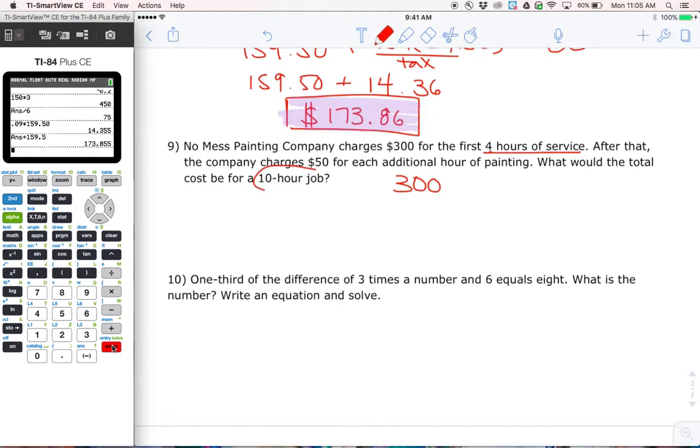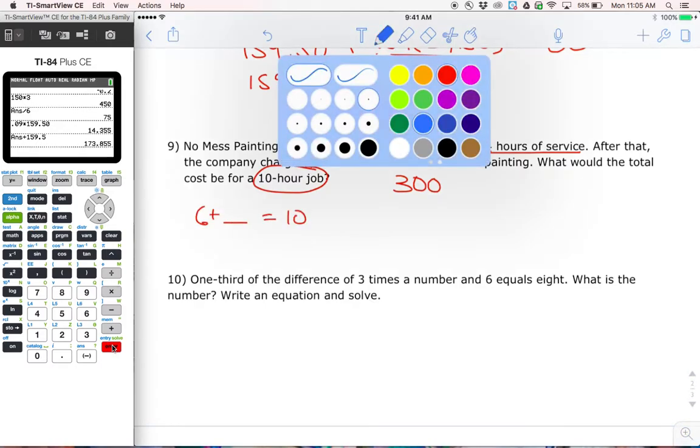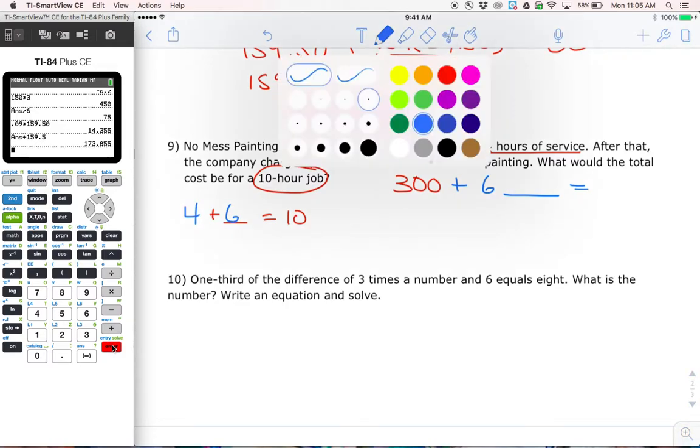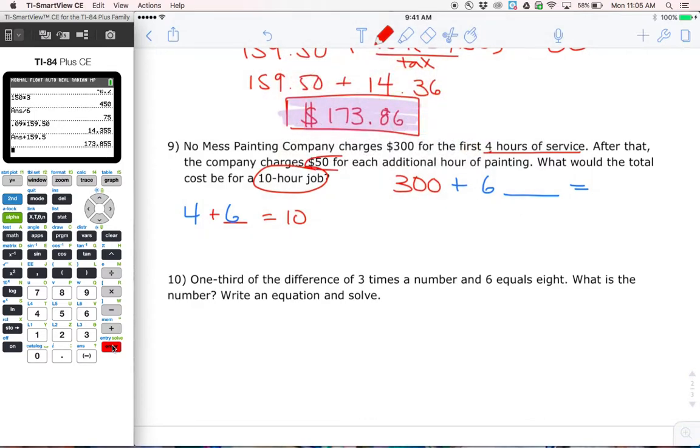So if we're going to do a 10-hour job, we're going to pay more than that, because we have 4 plus what is equal to 10. That means we're going to have 6 more hours of work to do. Sorry, I wrote that backwards. 4 hours is included in the price, and we're going to need 6 more hours. So plus 6 times an hourly price. The hourly price they told us was $50 for each additional hour, so we're multiplying that times 50.